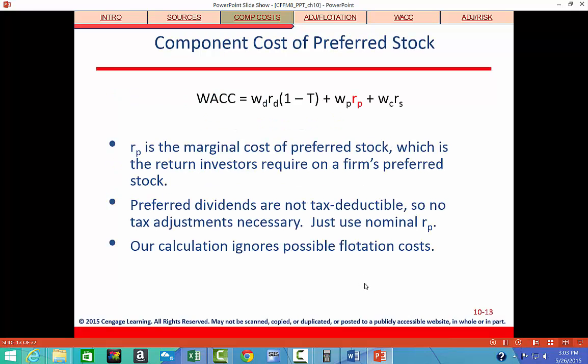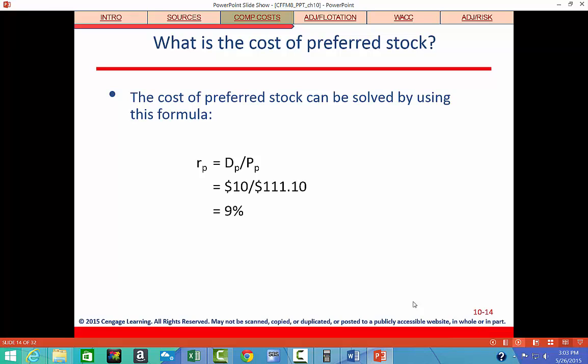So the next component piece that we need to find is the cost of preferred stock. We don't have any after-tax situation here, and so we just need to go and find the formula that we were just looking at in the previous chapter, which is RP, the cost of preferred stock, is equal to the dividend divided by the price of preferred stock. And it's the current market price. And in that information slide that had all the data, the dividend for preferred stock was $10 and the price for preferred stock was $111.10. And so we get 9% for the cost of preferred stock.